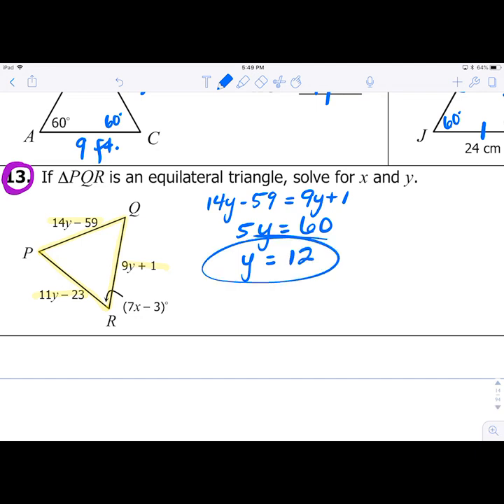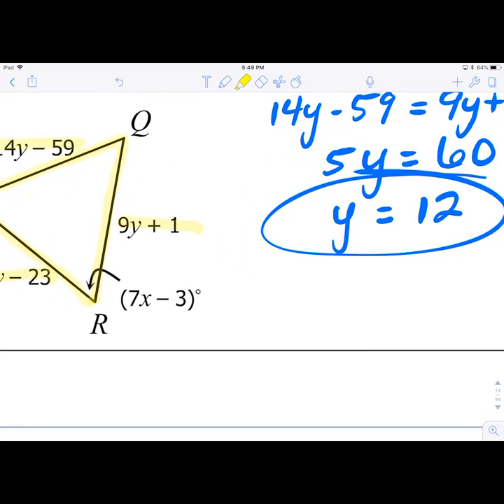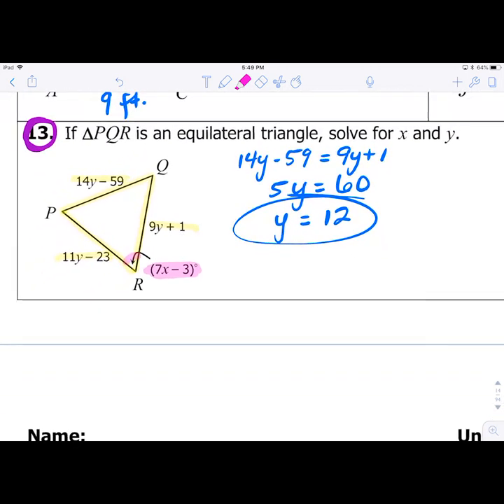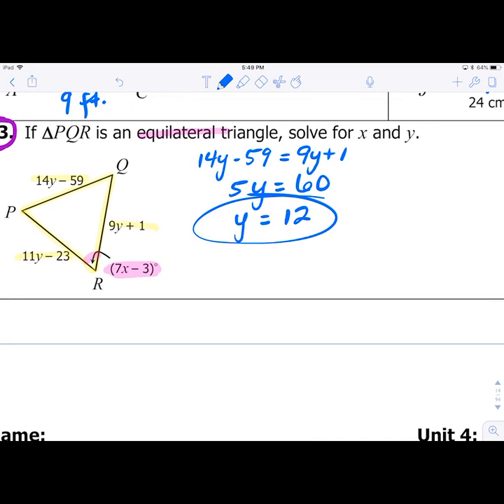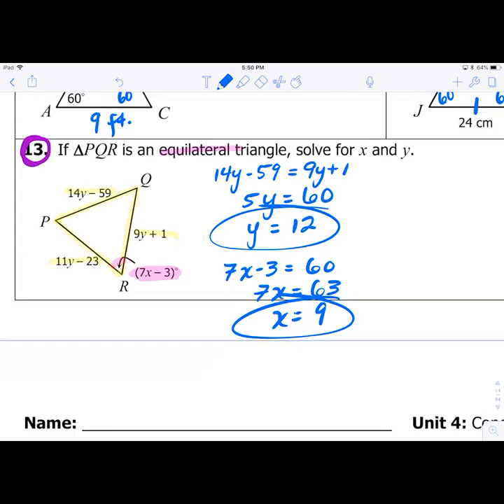And then to solve for x, well, where's x? X is down here. And it says this expression 7x minus 3 is the measure of this angle R. Well, if this is an equilateral triangle, what does that angle equal? 60 degrees. So 7x minus 3 is equal to 60. Add the 3 on both sides. Divide by 7. And that's equal to 9. There you go. All right.